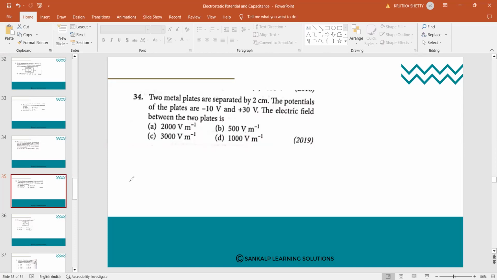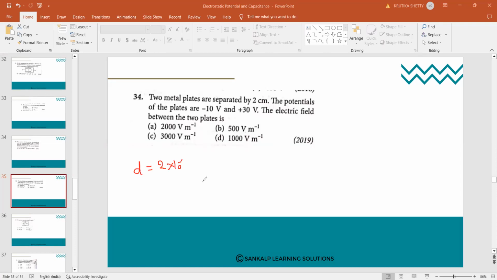That is, we have two metal plates which are separated by 2 centimeters. The distance between them is 2 centimeters, so let us convert the distance into meters. Next, the potential between the plates is minus 10 volt and plus 30 volt. What is the electric field? So we need to calculate the electric field.